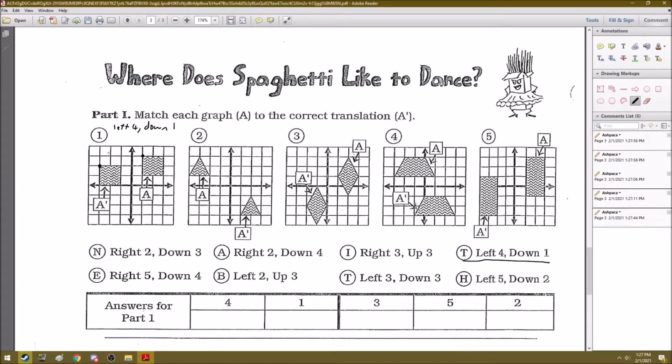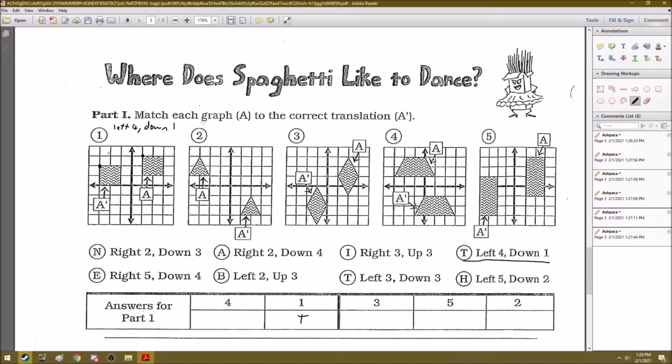Like that. If at the end it doesn't make any sense, writing it down next to the number is a good way to be able to go back and check your answers quickly. You can always just look and be like, does this look right? Left 4, down 1. Yep. So now we know that number 1 corresponds to T. So you come down here, find 1, and you can write in the T.